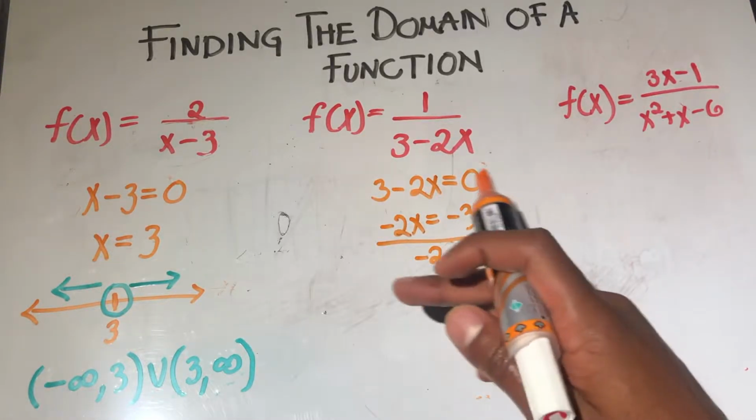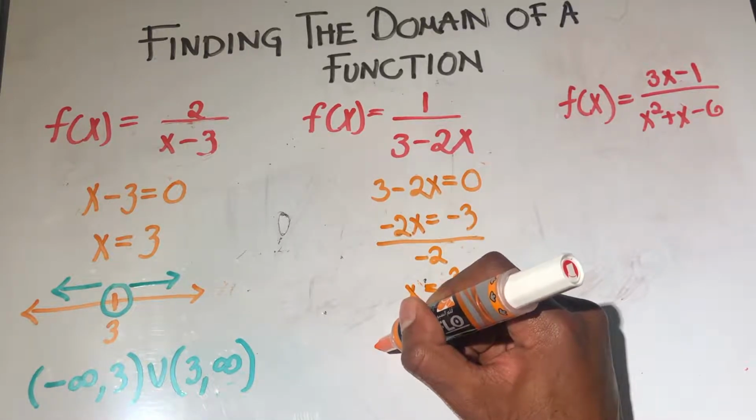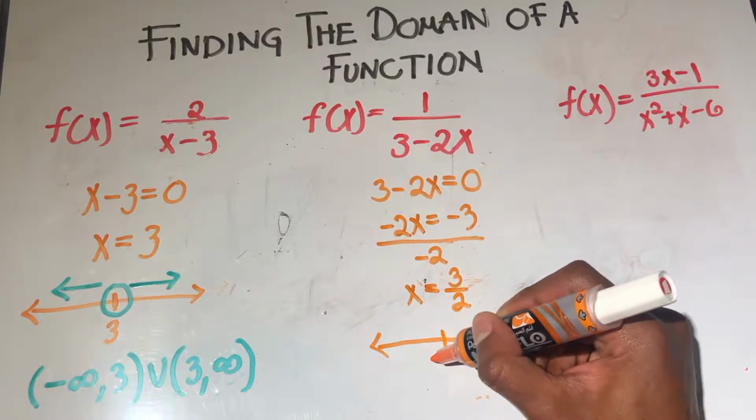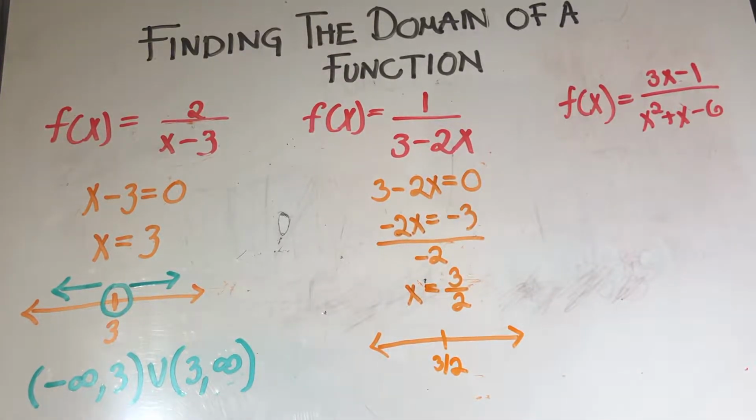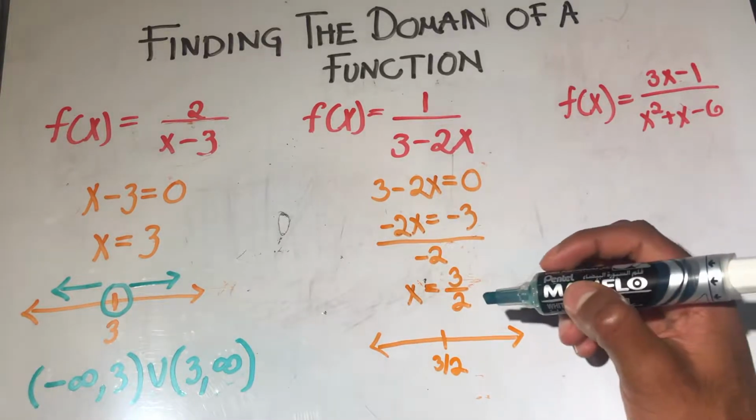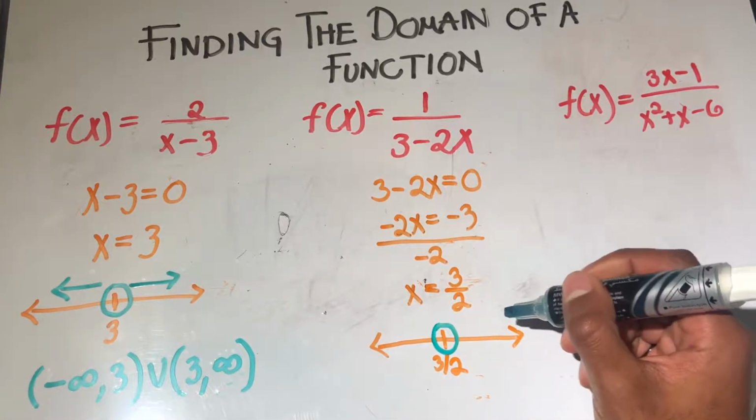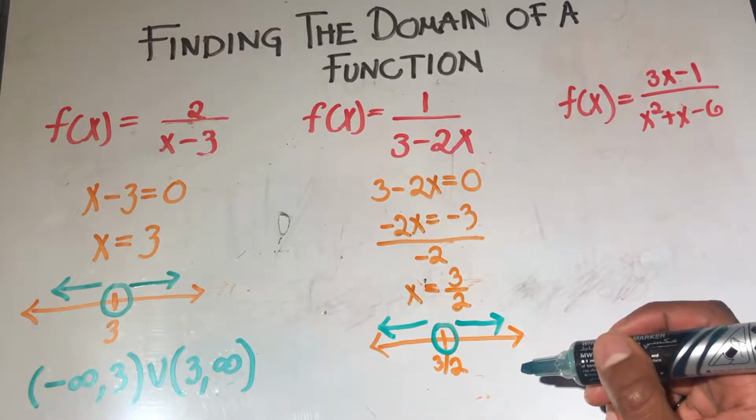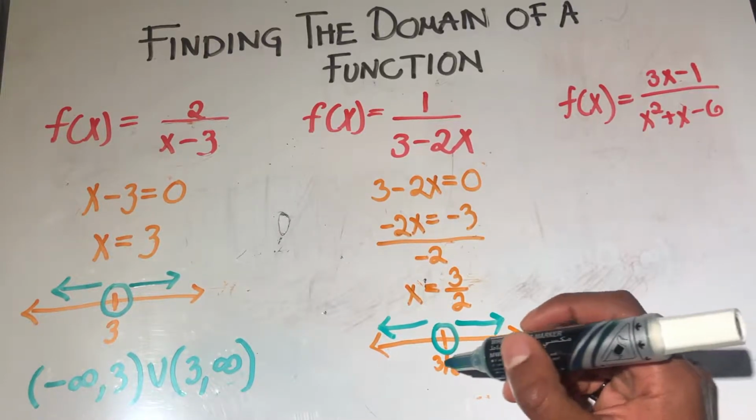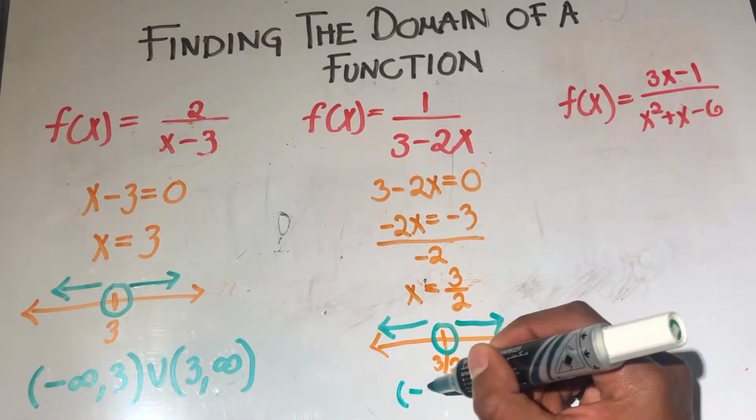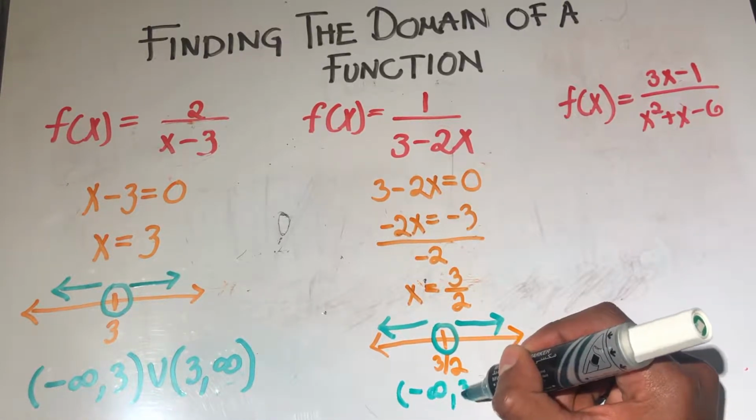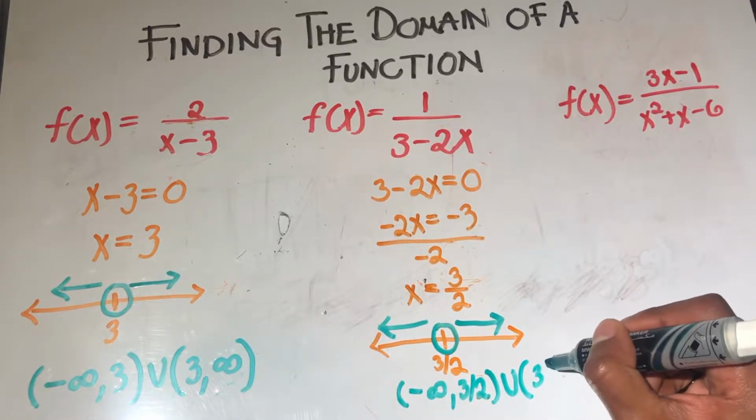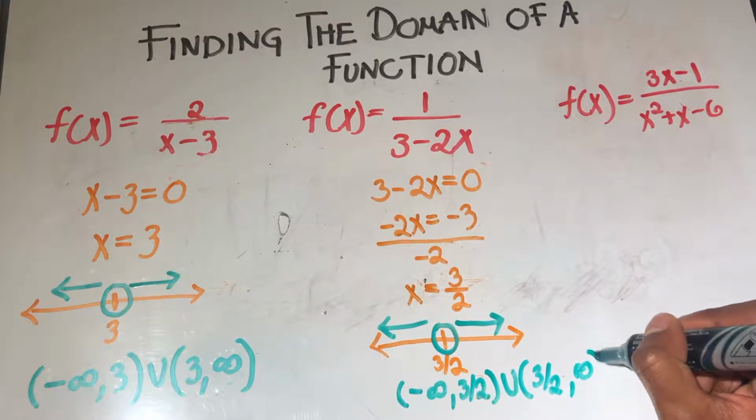Now to do the same, we're going to write 3 over 2 here on the number line. Let's not forget to add the open circle. And then to write this in interval notation, this is going to give us negative infinity to 3 over 2 union 3 over 2 to infinity.